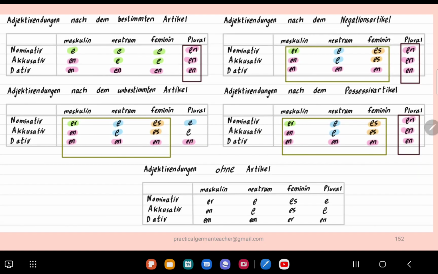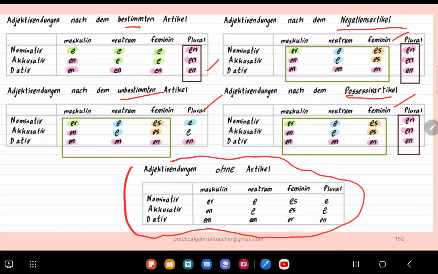This you saw last time. We looked at this table, this table, this table, and this table. Table for bestimmte Artikel, unbestimmte Artikel, Negationsartikel, possessive article. These tables show how the adjective ending looks if it is after a definite article, indefinite article, Negationsartikel, or possessive kind of article. I did not give you this table, but you can learn this. It's also very easy to remember, and this is for adjective endings where there is no article.